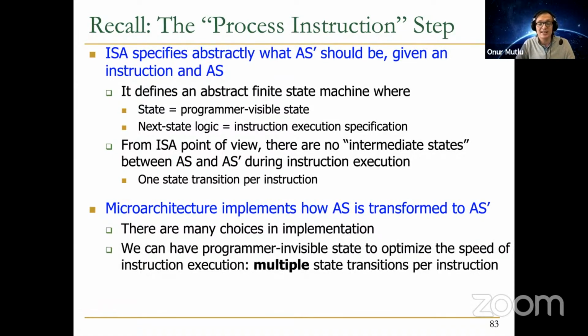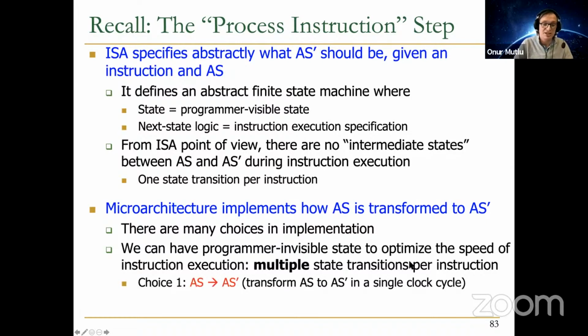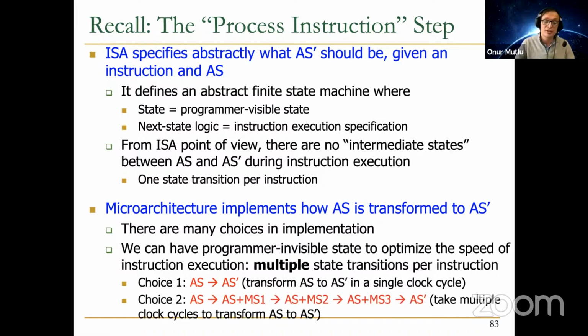And we already saw that single cycle microarchitectures look kind of like the ISA specification, basically trying to execute an instruction in a single cycle, but there's no reason to do that. Basically, we can have programmer-invisible state to optimize the speed of instruction execution, meaning we can have multiple state transitions per instruction. So as opposed to using the single cycle choice, where architectural state gets transformed to architectural state prime in a single clock cycle, and then having all the disadvantages associated with it, we can do something like this.